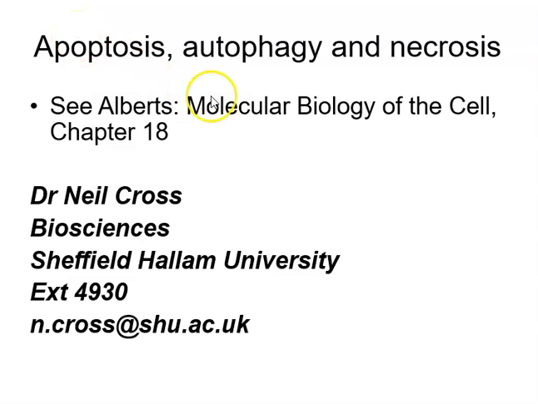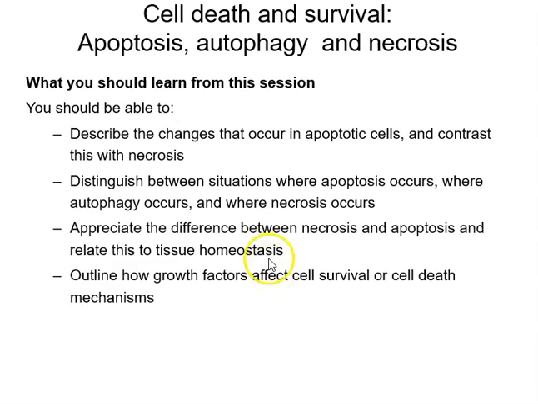Okay, this session, which is for advanced cell biology, is on apoptosis, autophagy and necrosis, and we're going to be studying different mechanisms of cell death. So after this session, you should be able to describe the different forms of cell death that occur, particularly apoptotic cell death, and contrast this with necrosis, and distinguish situations where apoptosis occurs, where autophagy occurs, and where necrosis occurs.